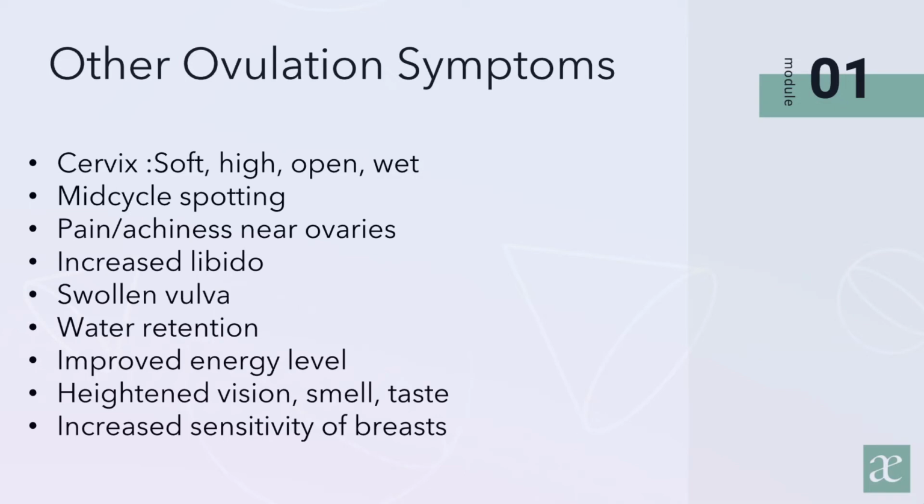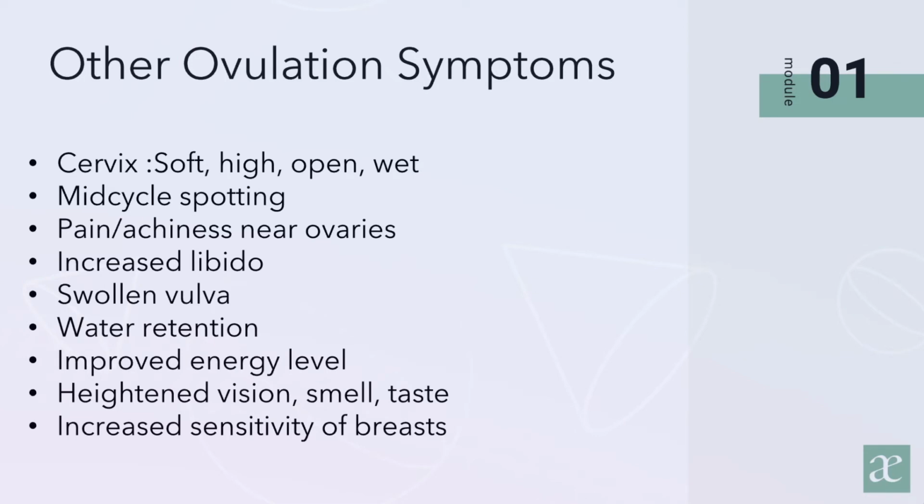Also, due to changing estrogen levels, you can have mid-cycle spotting. So you might notice some spotting when you ovulate. Something else you can notice is pain or achiness near the ovaries. This is also called, I can never pronounce it, Mittelschmerz. And that's when you have like those cramps you sometimes feel on one side during ovulation. And what they think is responsible for that is when the egg drops, there's a little bit of fluid and blood that leaks out, and sometimes that can irritate your uterine lining.